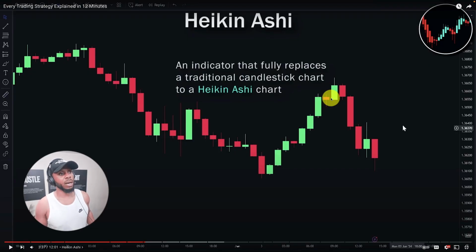Listen guys, just stick to the normal candlesticks. I don't know what the hype is about these candlesticks, about they're more precise and less noise and all of that. Look guys, just stick to normal candlesticks.